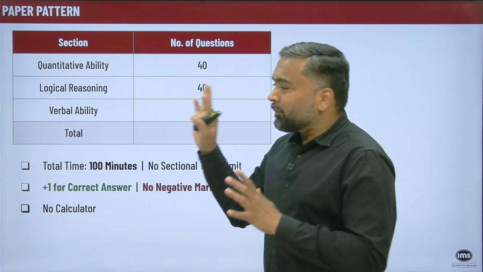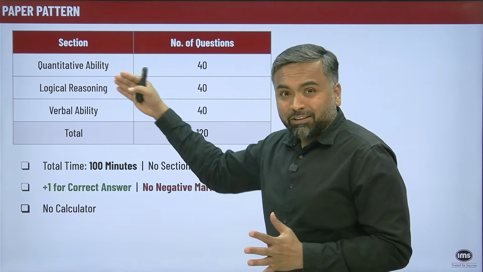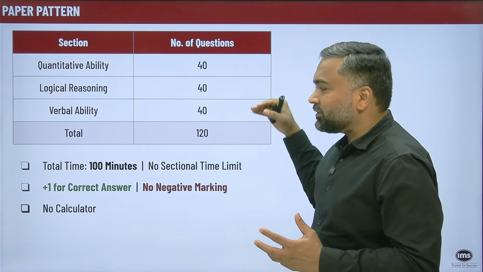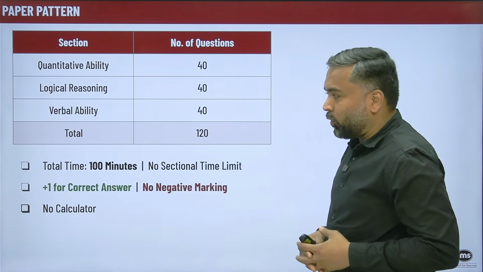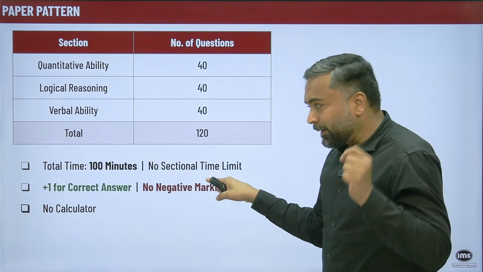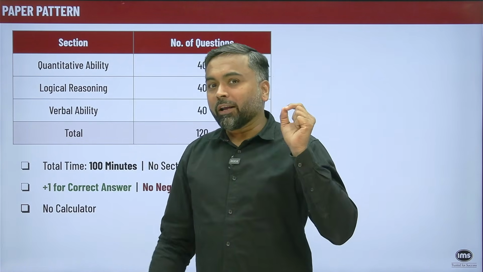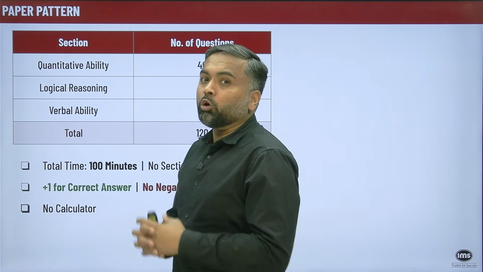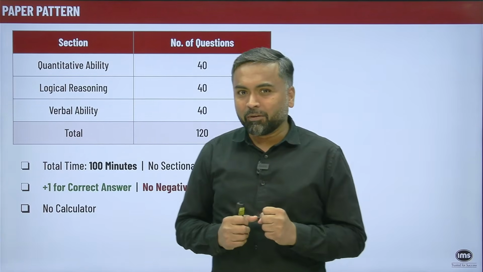If we talk about the paper pattern, all the three sections have a sectional breakup of 40 questions each. It has 120 questions overall to be attempted in 100 minutes. There is no sectional time limit, plus one for every correct question, and there is no negative marking. A calculator is also not made available.